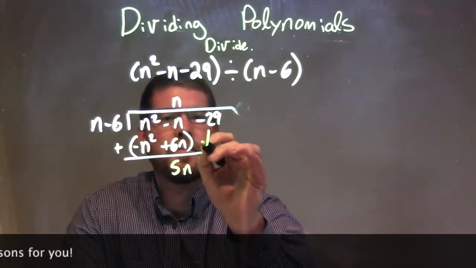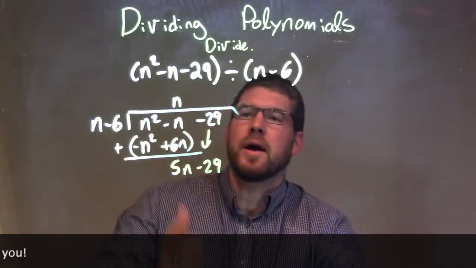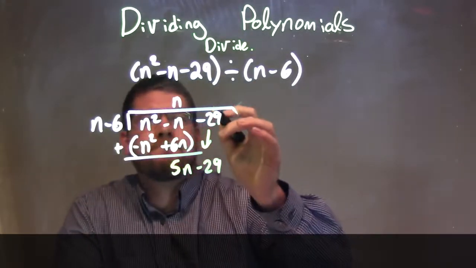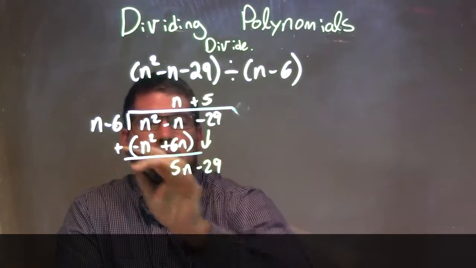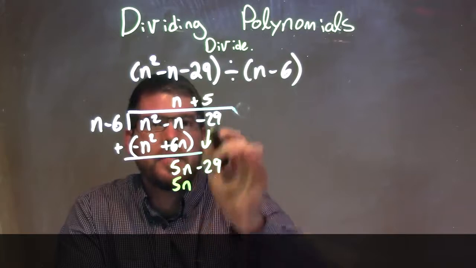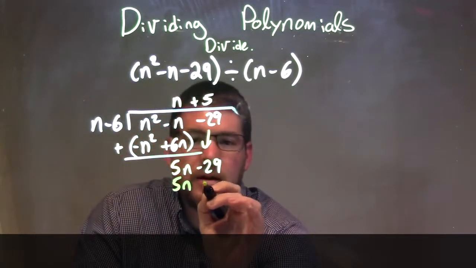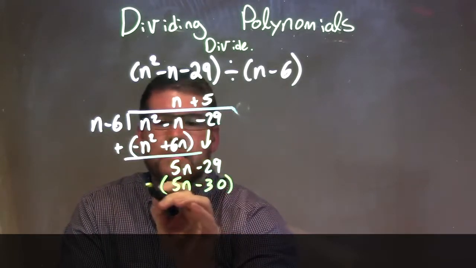We bring down our minus 29, and we do it again. We say, okay, what times n gives me 5n? Well, that's just 5, right? So we have plus 5. 5 times n gives me 5n, so we have 5n here. And the 5 times a minus 6 is a minus 30. And again, we need to subtract these two values.